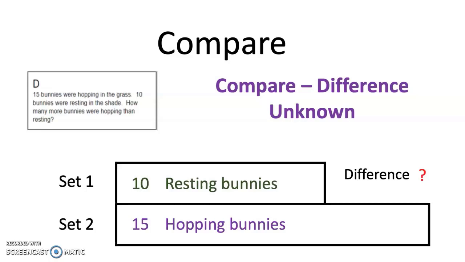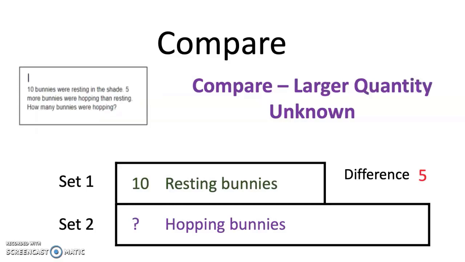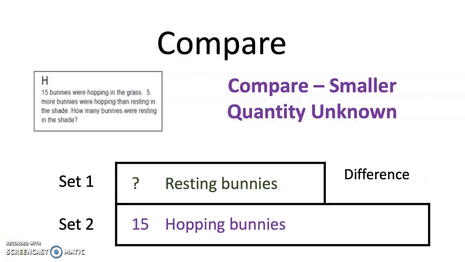Problem D states that there are 10 resting bunnies and 15 hopping bunnies. We need to identify what the difference is, so this is a compare difference unknown word problem. Problem I states that there are 10 resting bunnies and the difference is 5. We need to find the larger quantity, so this is a compare larger quantity unknown word problem. Problem H states the larger quantity and the difference. Since we need to find the smaller quantity, it is a compare smaller quantity unknown word problem. Make sure that you have all your cards labeled accurately before moving on.